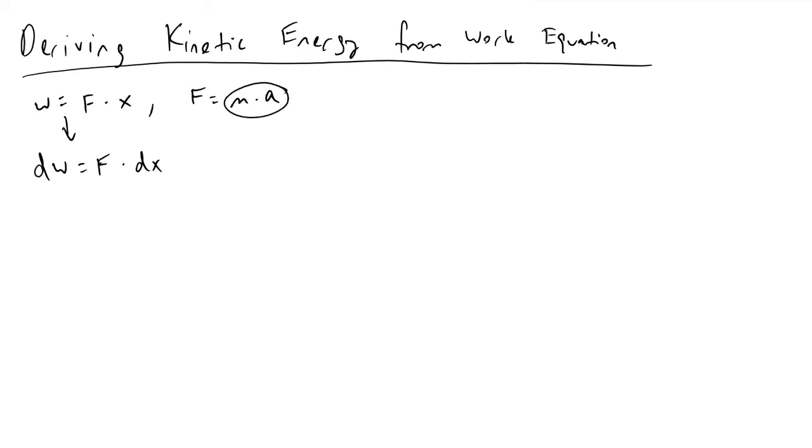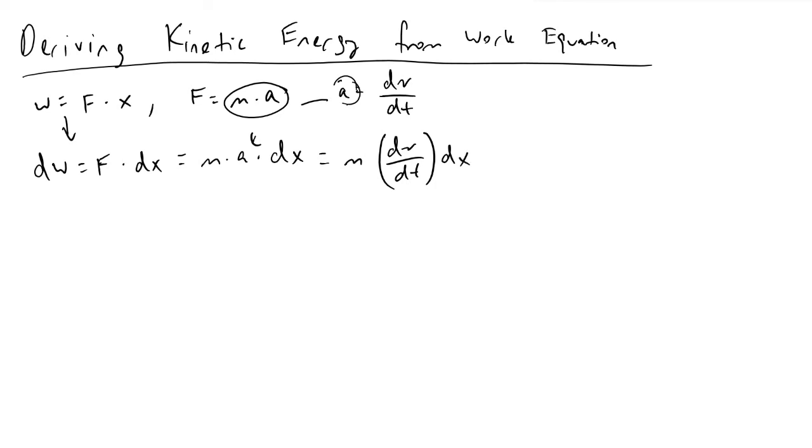If we now substitute in the definition of force, we find that this is really equivalent to mass times acceleration times dx. x is a distance. And what we know about acceleration is that it is really equivalent to the change in the velocity over time, dv/dt. So if I take this term and plug it in here, we're going to find that this is equivalent to mass times dv/dt times dx.